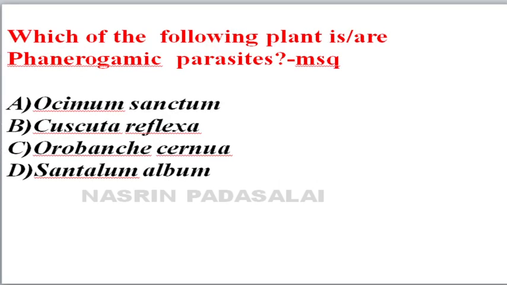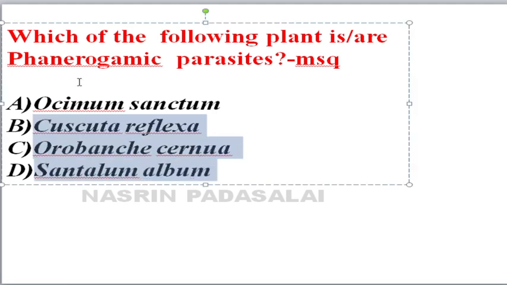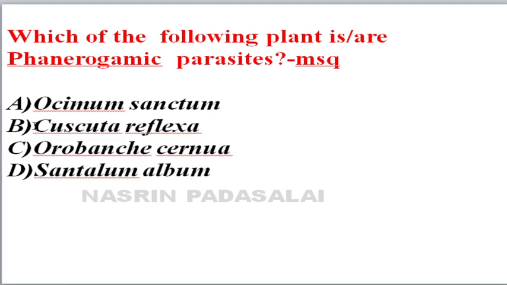Okay, the next question: which of the following plants is a phanerogamic parasite? Before answering, you should know what is meant by a phanerogamic parasite. These are flowering plants that derive nutrients from another plant by parasitizing that particular plant. Except Ocimum sanctum, which is the normal tulasi plant, all the other plants like Cuscuta reflexa, Cerunia and Santalum album are generally phanerogamic parasites. They depend on other plants and extract nutrients by parasitizing them.